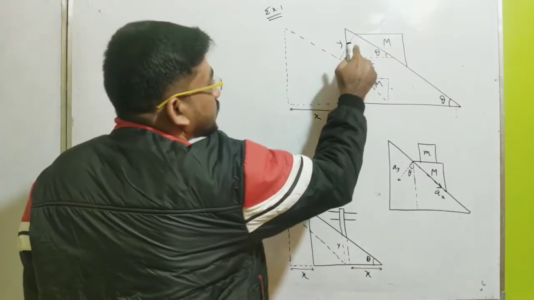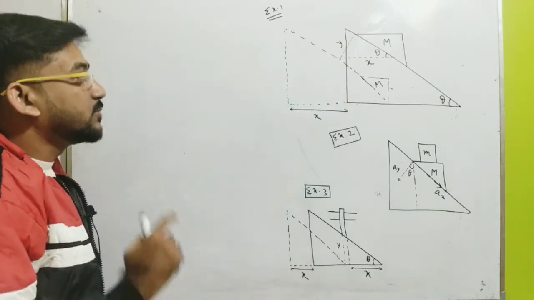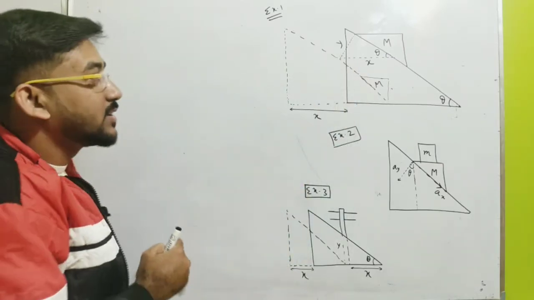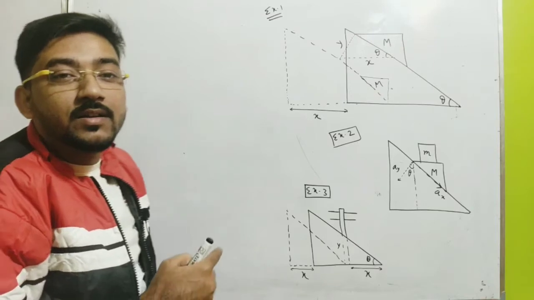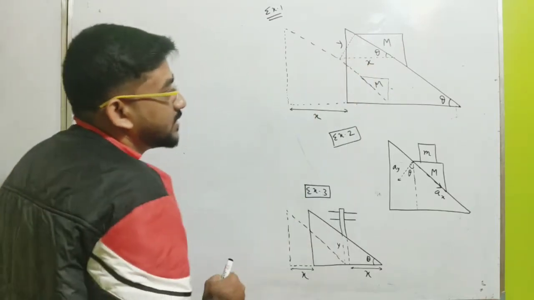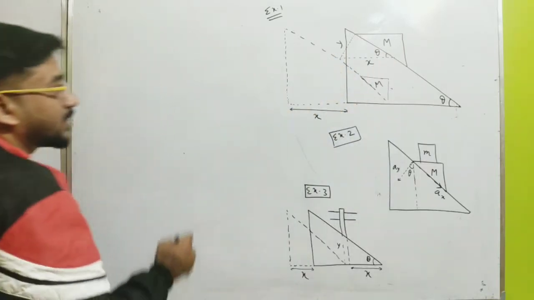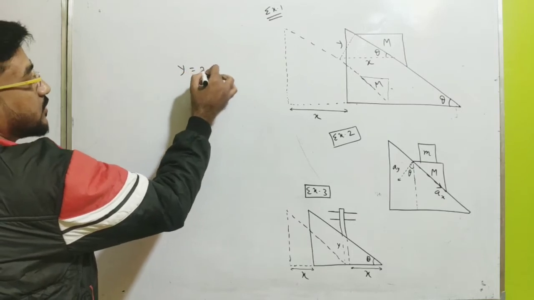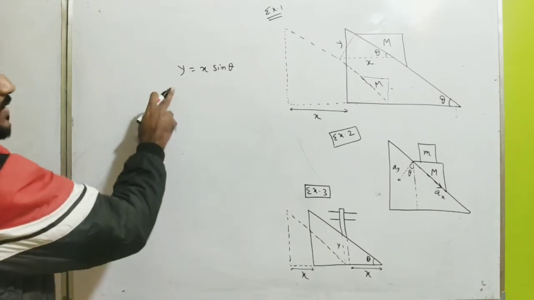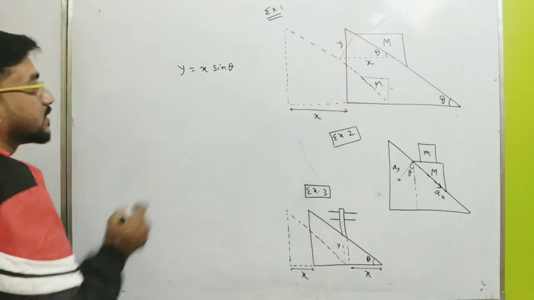Okay, so we first have to find the relation between y and x. Once we find that relation, the displacement relation, we can easily find the acceleration relation. From this diagram you can see that as this angle is theta, this angle will also be theta. So x and y are related as y equals x sin theta.